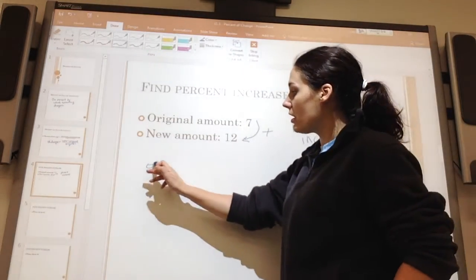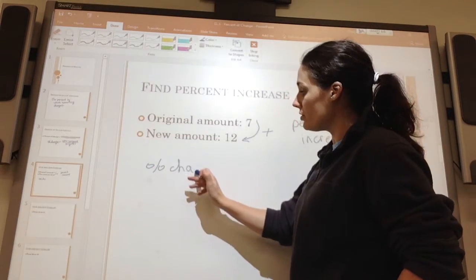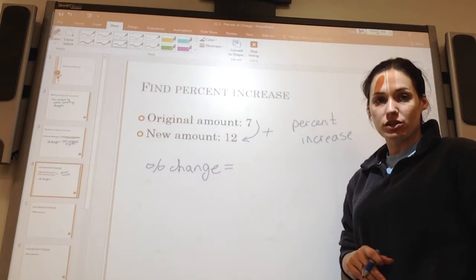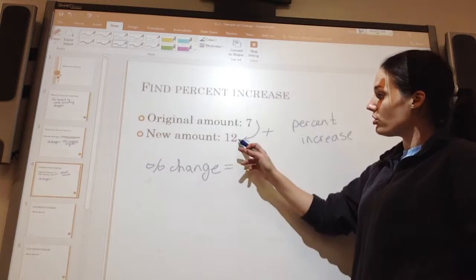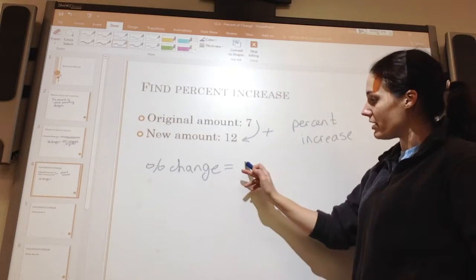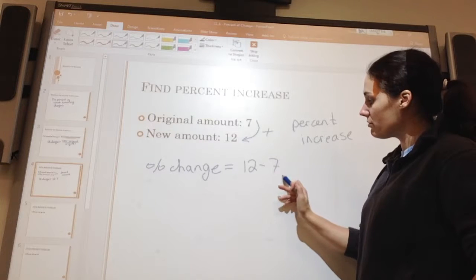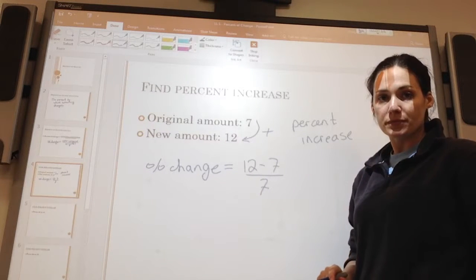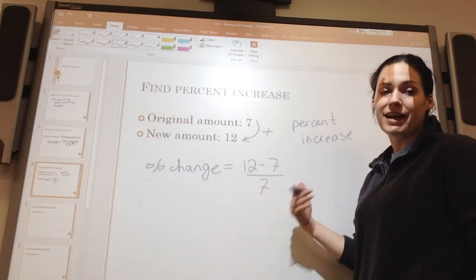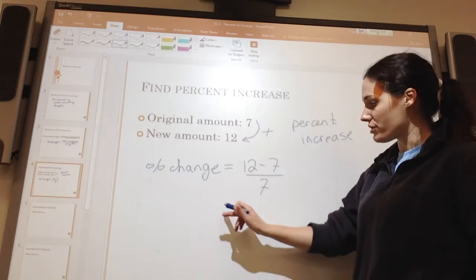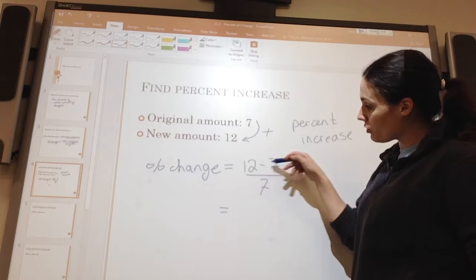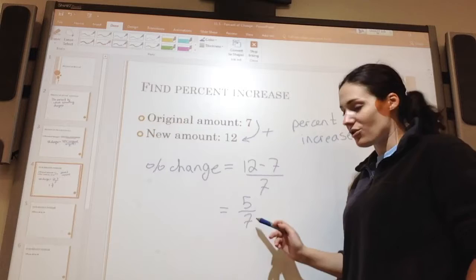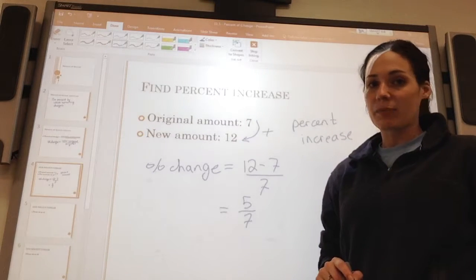And the formula, I'm going to say percent change equals, and the formula says new minus original all divided by the original. So the new is 12, the original is 7. So I would do 12 minus 7, that's new minus original, divided by original. And then I have to figure out what this is and end up with a percent. I have to make sure my answer is a percent. So the numerator, 12 minus 7, is going to be 5 over 7. That's a fractional answer, not a percent answer though.